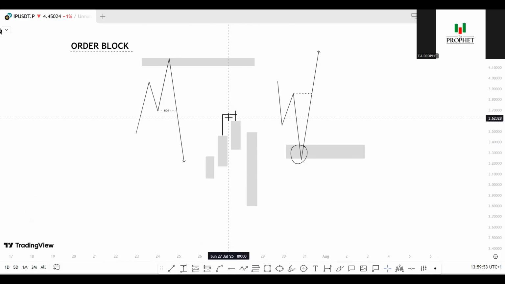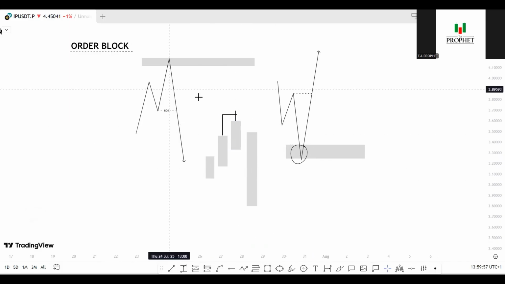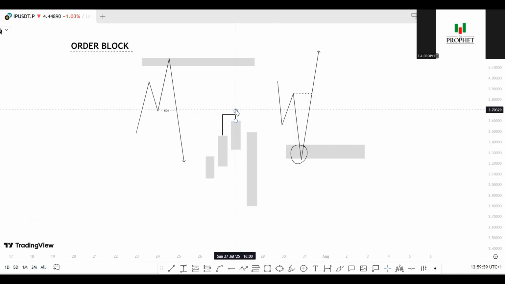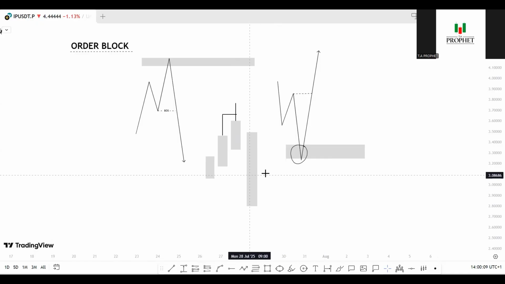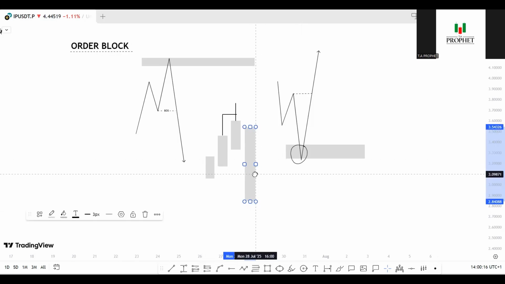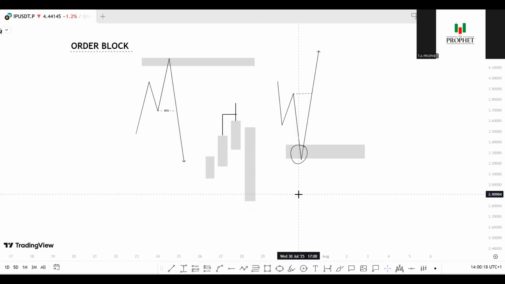It must sweep the previous candle high. Do you understand? It must sweep the previous candle high, like what this one did now. Are you guys with me? That is one thing. And also, it must have a proper imbalance or a fair value gap.